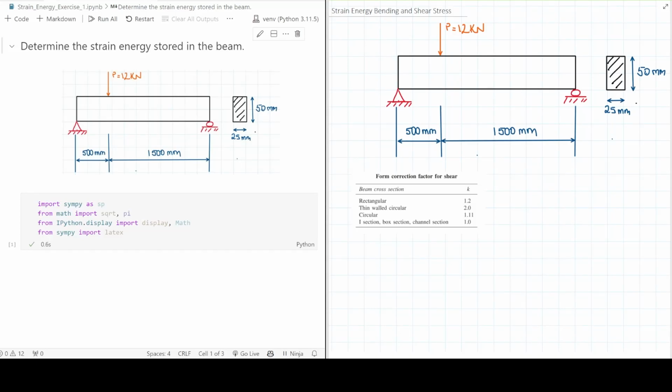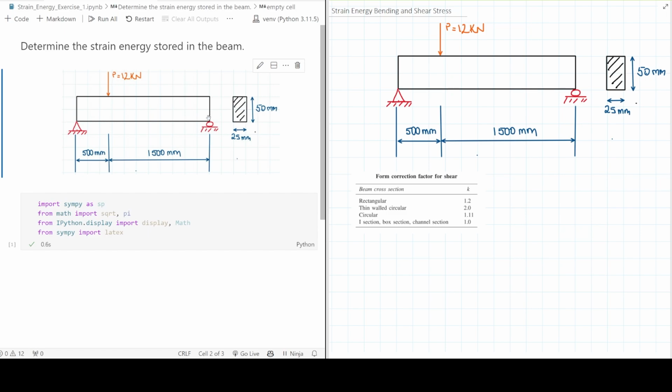Welcome to this exercise session where we will be solving a strain energy problem. For this case, we have a beam and we need to calculate the total strain energy stored in the beam. This total strain energy is caused by the bending moment and shear force produced by this load case that is applied to the simply supported beam.